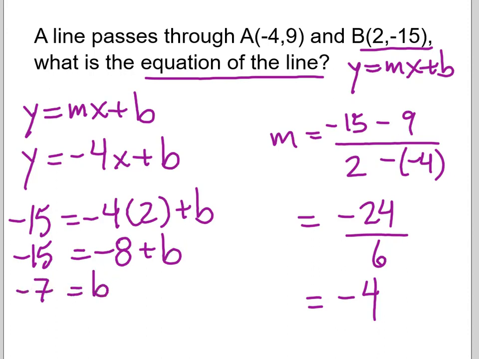And then my final answer is bring it all together. Oops, pen stopped working there. There we are. So -4x minus 7, that's the right-hand side of the equation.